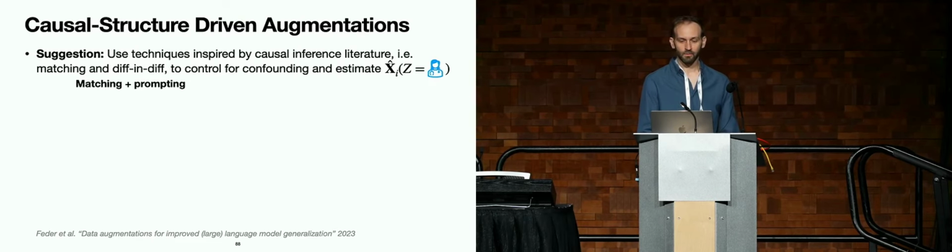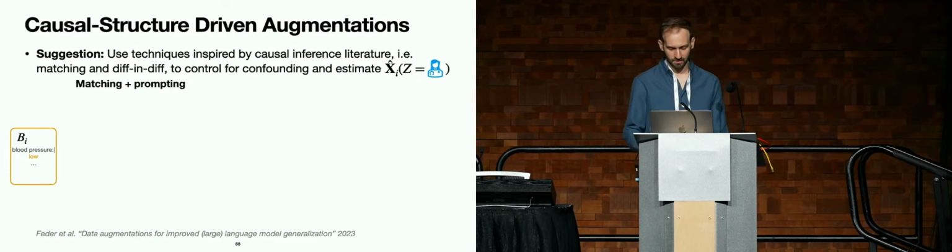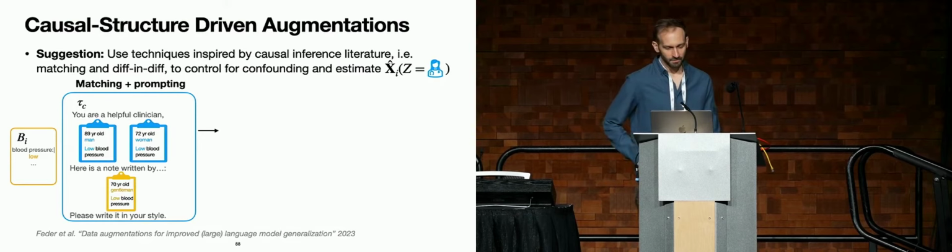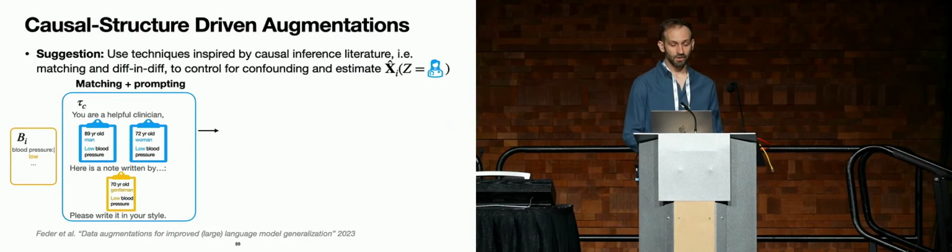There are two types of methods suggested in this paper. The first is, if we know that blood pressure is a confounder, we might want to control for this confounder. Instead of just including all of the blue notes of Dr. Alice in the examples for the language model, we might include only those that have low blood pressure, which is the same blood pressure that our patient with the yellow note has.